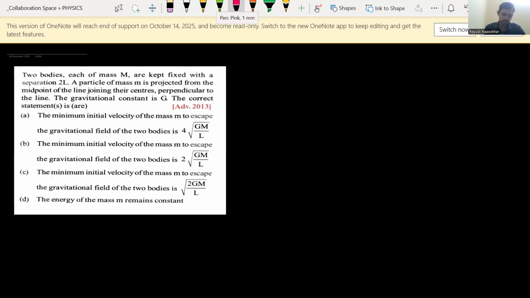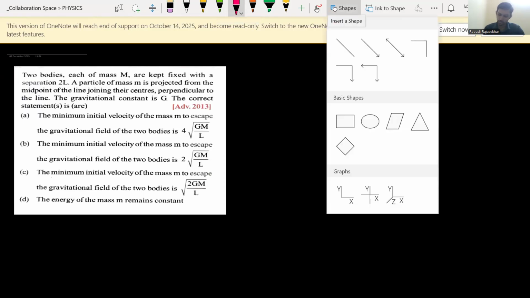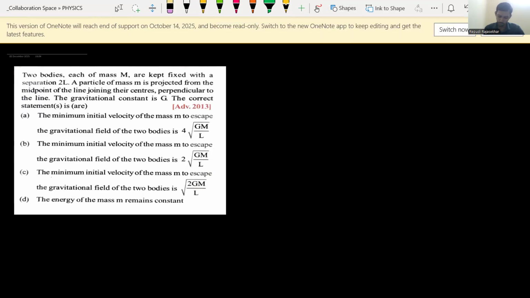So here the first question is given. This is 2013 Advanced. Two bodies each of mass m are kept fixed with a separation 2l. A particle of mass m is projected from the midpoint of the line joining their centers perpendicular to the line. The gravitation constant is G. The correct statement means the required data they have given in the question already, so we need to match with the given options. Let us draw the diagram for the corresponding question.